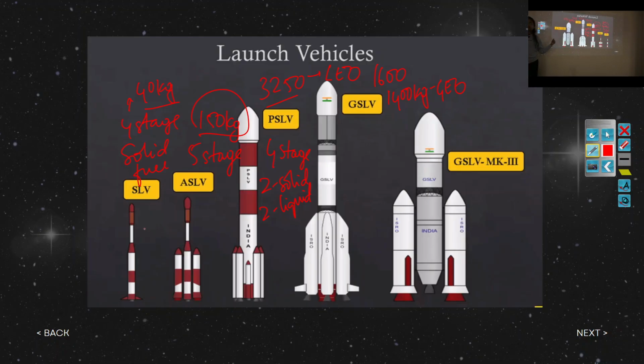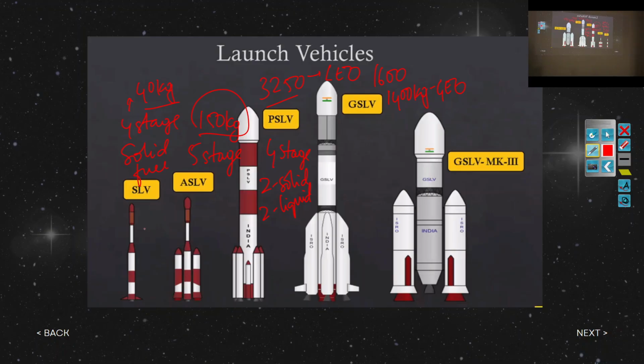Because in a cryogenic engine they again use liquid fuel only, but it is stored at a very low temperature, around -150 degrees Celsius. So then the weight of the fuel reduces even more, so we can increase the payload. To increase the payload, we had to reduce the fuel mass. So they used the cryogenic engine in the GSLV.